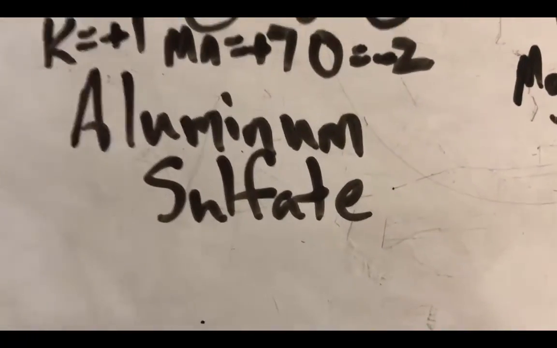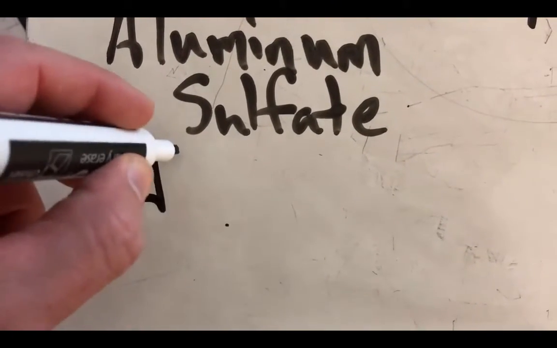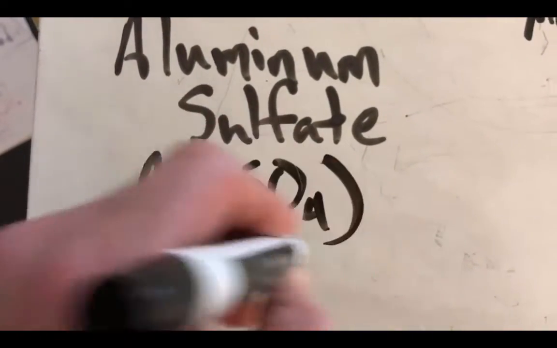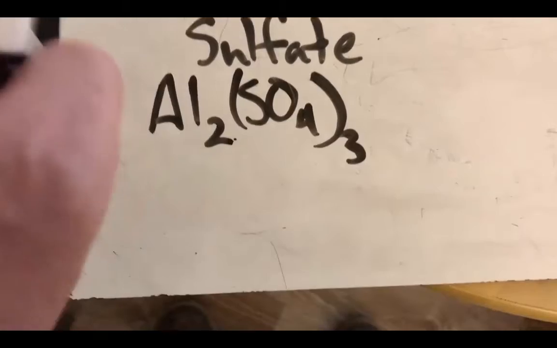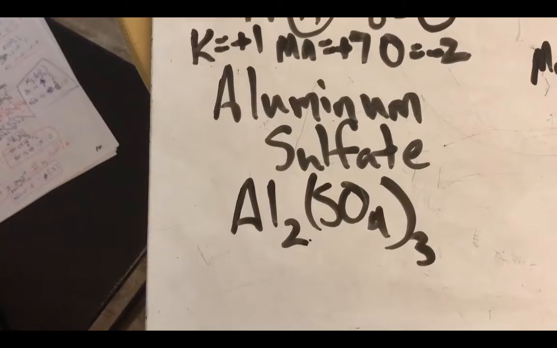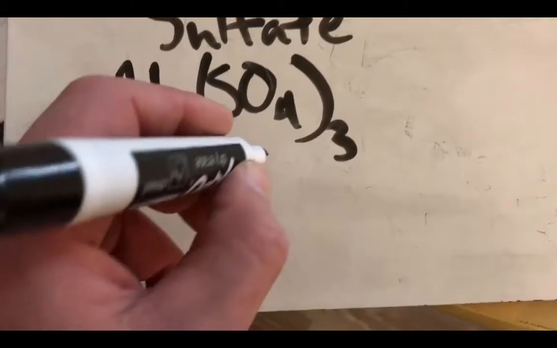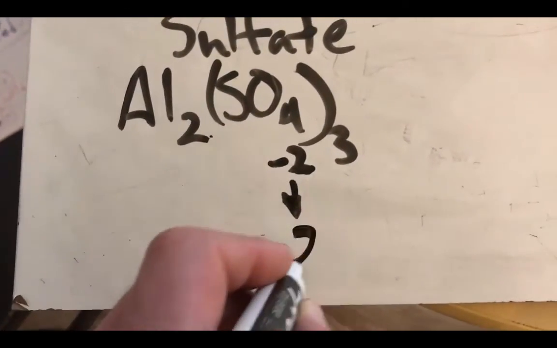Aluminum sulfate. Okay, aluminum sulfate is Al2(SO4)3. So we still write these things as if the charges above them still crisscross and count. But now I'm going to keep track of how many that we have here. Oxygen is a -2. How many do I have here? Well, I have 12. If I have 12 -2s, that's going to be a -24.